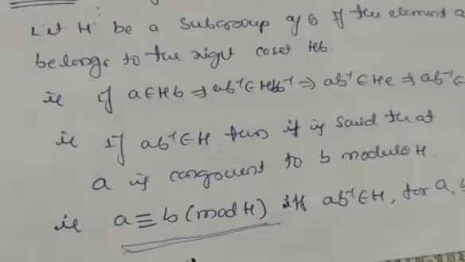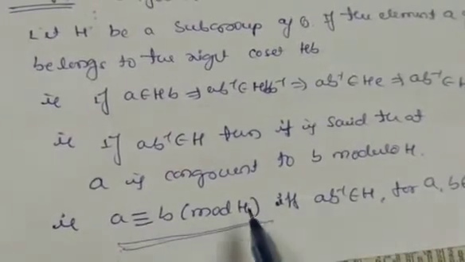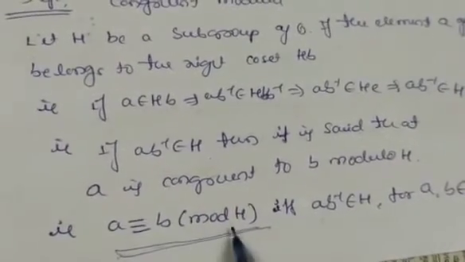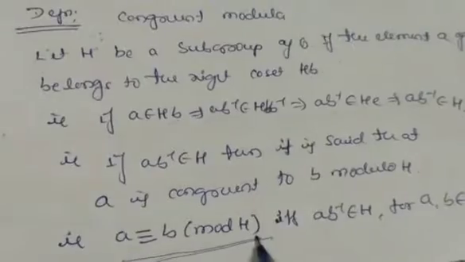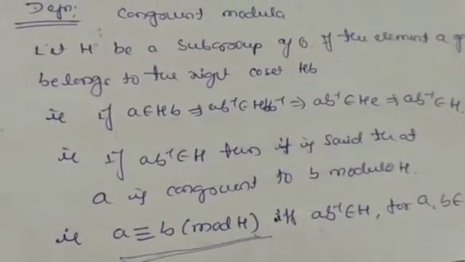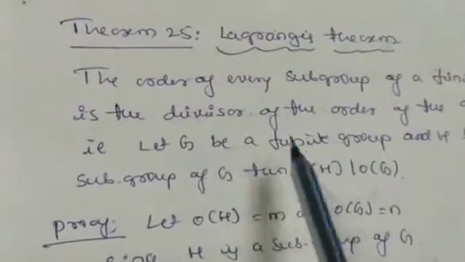So it means that if A is congruent to B mod H, then AB inverse belongs to H, and conversely also we can take that if AB inverse belongs to H, then A is congruent to B mod H. This is the definition of congruent modulo H, where H is a subgroup of G and A and B are elements. Let us take one more theorem, Lagrange's theorem.